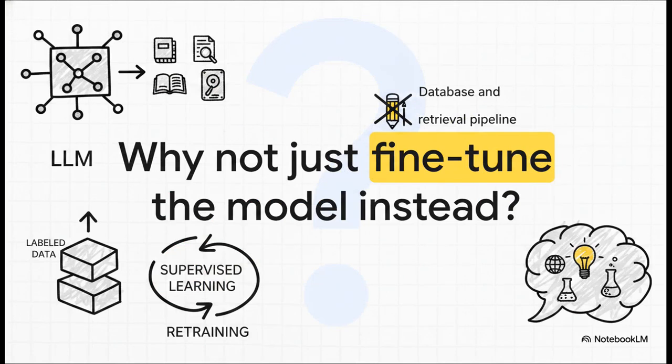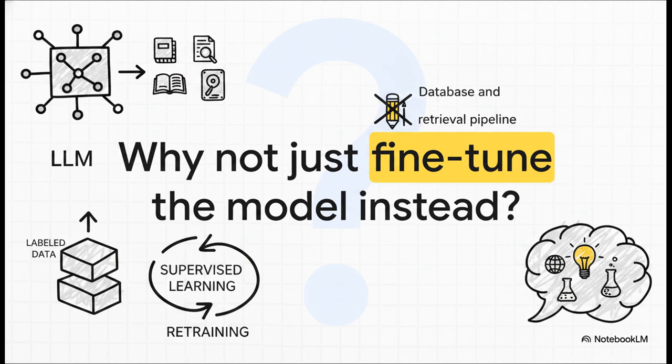Now, wait a second. I know what you're thinking. If you're an engineer looking at this pipeline, you're probably asking the single most common question in AI architecture right now. Wait, why not just fine-tune the model instead? Why bolt on this whole separate database and retrieval pipeline if we can just train the LLM directly on our private data so it inherently knows the answers? It is a great question, but it's also a massive misconception. Fine-tuning and RAG are not competing solutions for the same problem. They do completely different things.